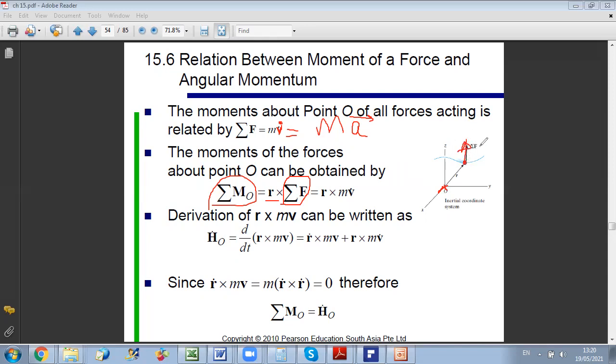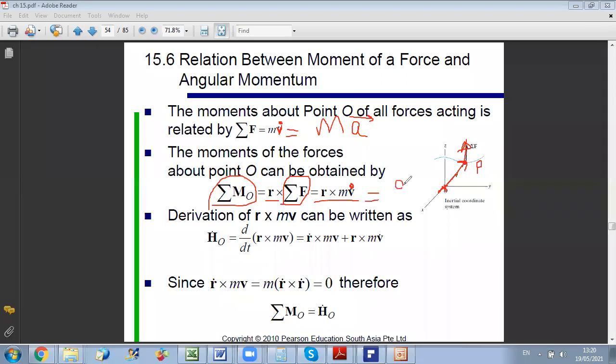So if you want to assess the sum of moments of these forces about any point in space, you should take the position vector from O to the particle, so OP. So I have OP vectorial the sum of forces. And since the sum of forces can be replaced by mv dot, you can say that the sum of moments about point O is equal to r vectorial mv dot. Now we will demonstrate together that r vectorial mv dot is equal to the derivative of the angular momentum.